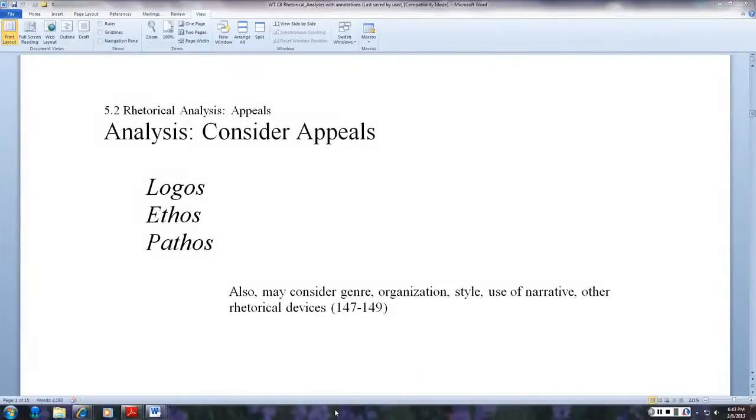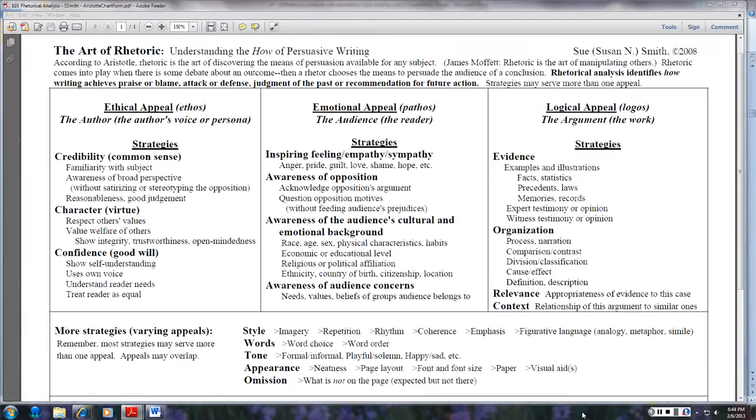Next, we want to look at the appeals in more detail. Now, when we consider how a text is effective, we can focus on these three appeals, but we can also consider other things: the genre, what form it's written in, how it's organized, the specific style or use of narrative, as well as other rhetorical devices. When we consider ethos, pathos, and logos, we consider how persuasive writing is effective.